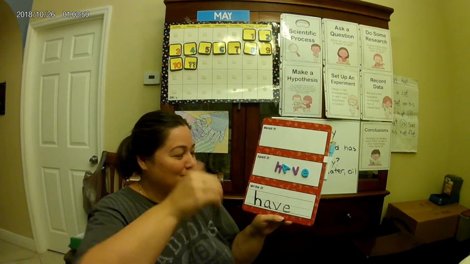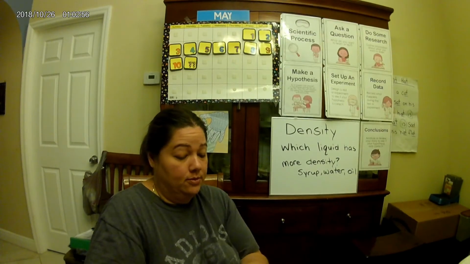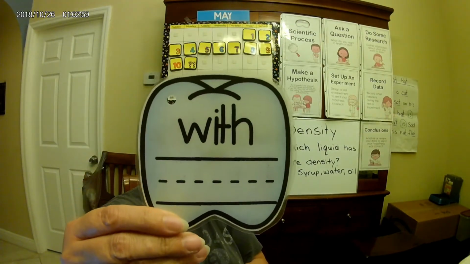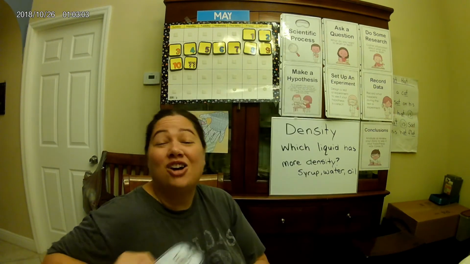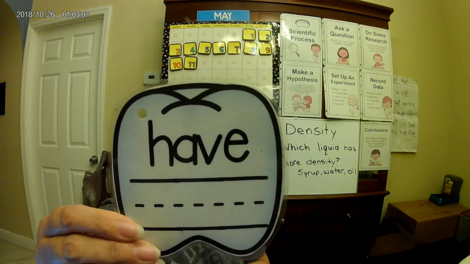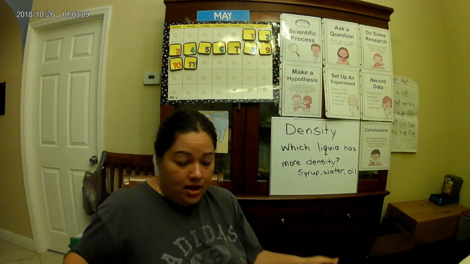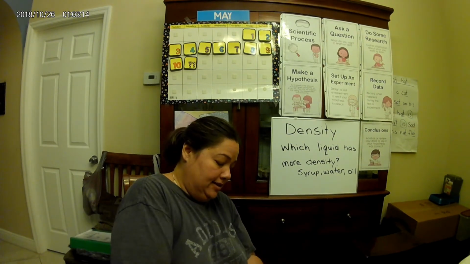Have. Good job. Fantastic. All right, so now we have learned two words. Let's see if you can remember what the first one was. What was our first word? Starts with a W, with. Hopefully you got that one right. And our second word was have. Good job.